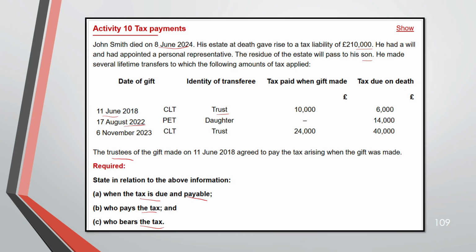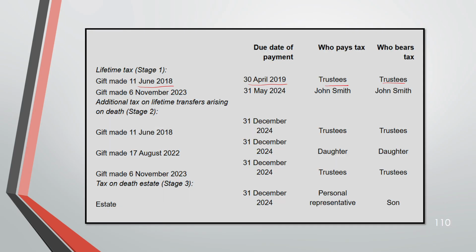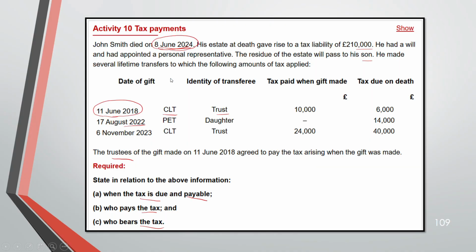So you have to see 6 months. Okay. Now, died 8th June 2024. See, the first one was CLT. Twice you have to pay tax. Additional tax will be, you have to take 6 months from this date, and here you have to see, because it is CLT, 11th June, which is between April to September. So it will fall in 30th April 2019. Okay, this part is over. This is for stage 1. And in stage 1, there is no tax paid on PET.